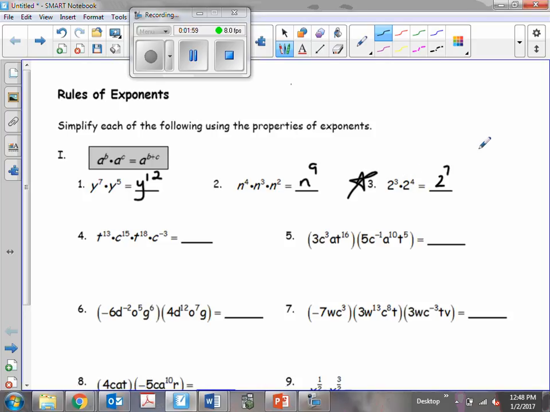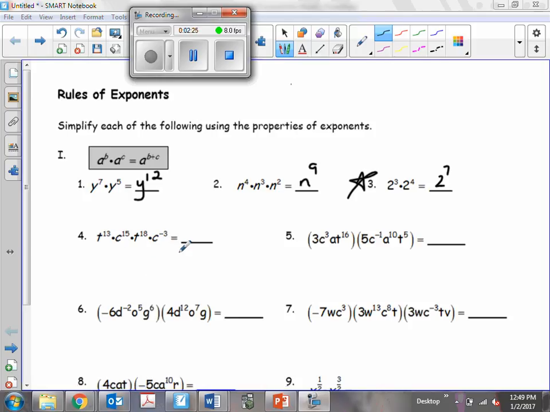Now number 4, we're going to start mixing up different bases. And you have to be very careful with this. You need to identify the base that goes with the other base in order to add them together. So that means that right here, we would be combining the t's together, and then we would be combining the c's together.